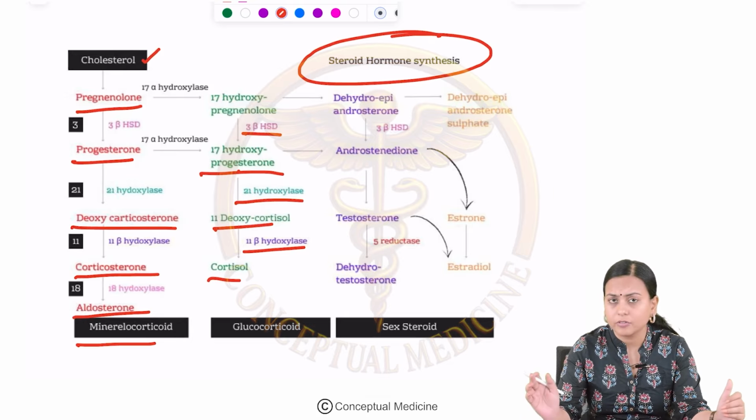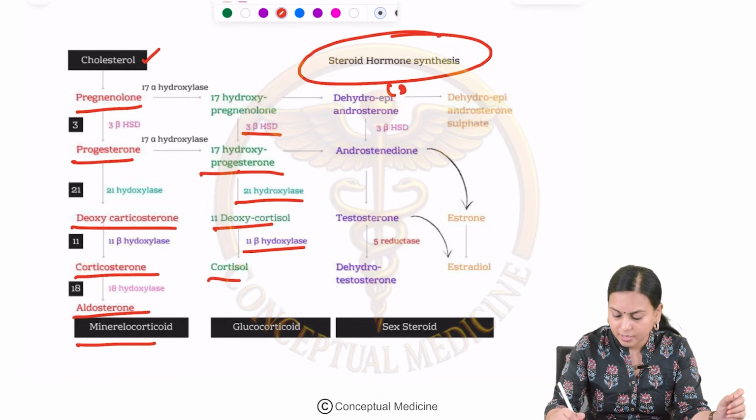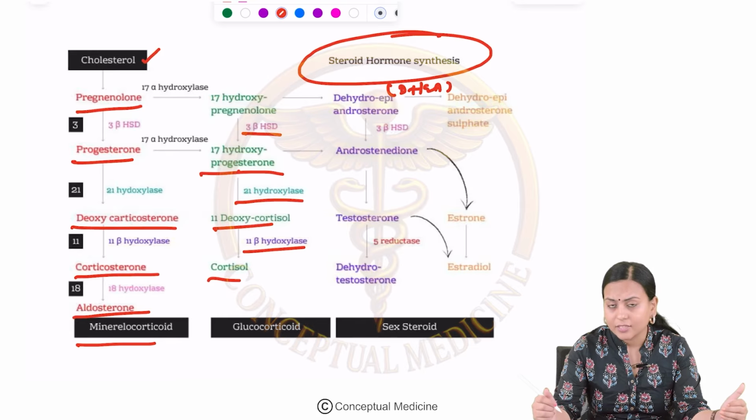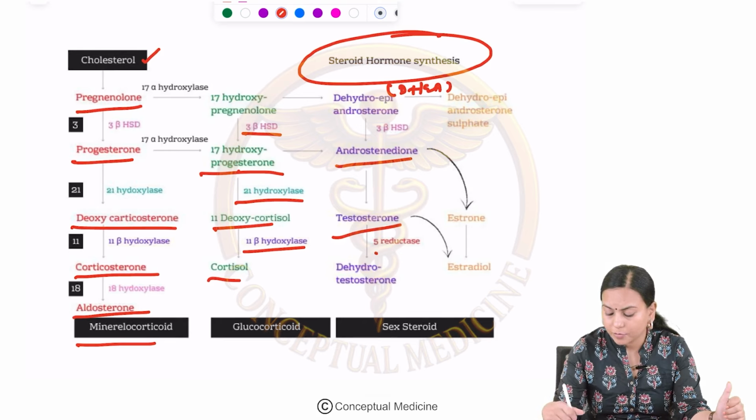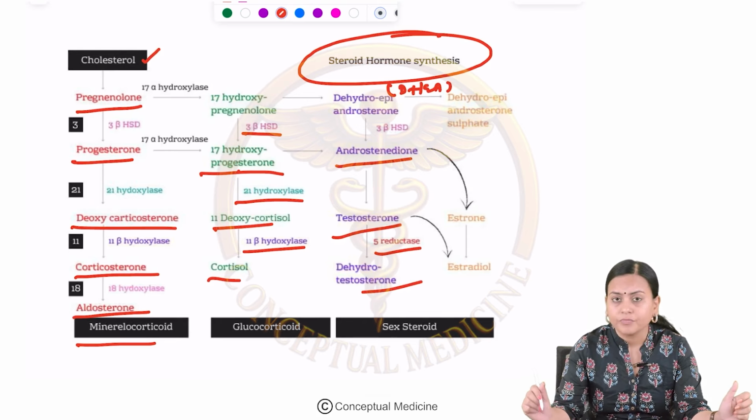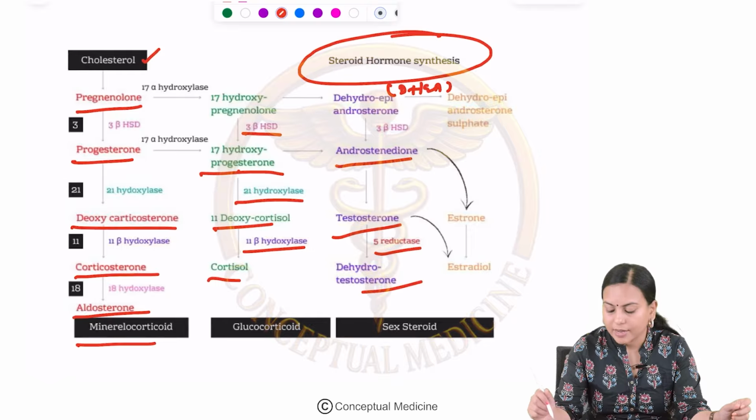Now here, 17-hydroxypregnenolone will be converted into dehydroepiandrosterone, that is DHEA, which is acted upon by 3-beta hydroxysteroid dehydrogenase and converted into androstenedione and testosterone. Testosterone will be acted upon by 5-alpha reductase to be converted into dihydrotestosterone, and sometimes androstenedione will be converted into estrone and estradiol also. So, these are the sex steroids we get. Okay. Testosterone, estrone, estradiol, androstenedione, all these are sex steroids.